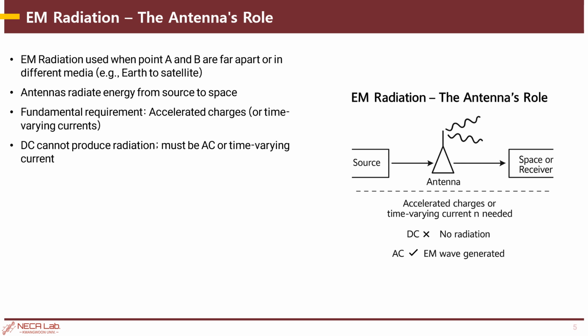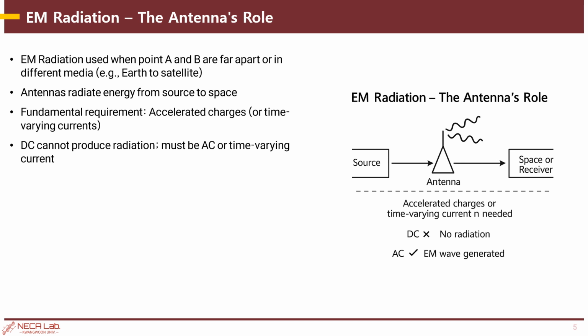Now, when two points are very far apart, like Earth and the satellite, using a physical cable isn't practical. That's when we rely on electromagnetic radiation to transfer energy wirelessly. Antennas make this possible. They take energy from the source and radiate it into space as electromagnetic waves.